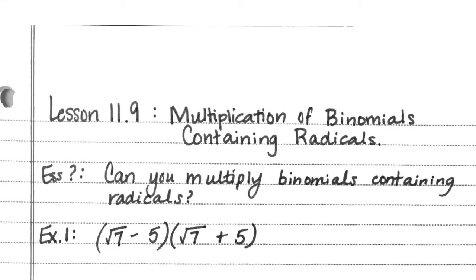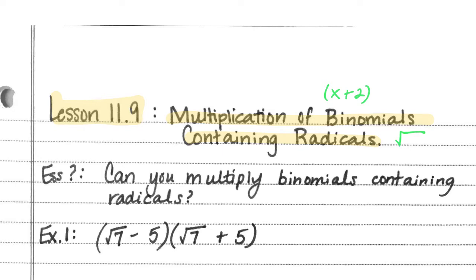All right, moving into lesson 11.9 with Algebra 1. We are multiplying binomials containing radicals. Do you remember what a binomial is? Remember, it's a two-term expression, so it's going to be like x plus 2. That's a binomial. And radicals are the square roots of things, so now we are multiplying binomials with radicals.